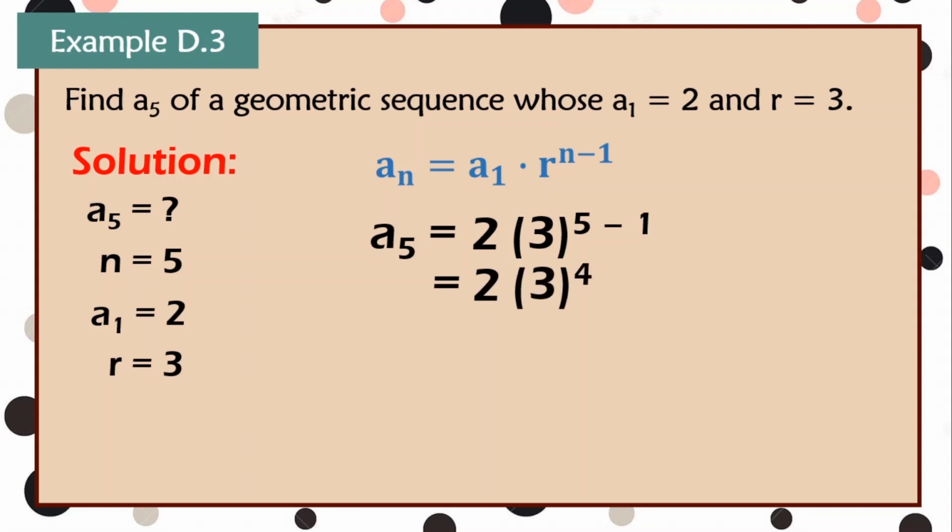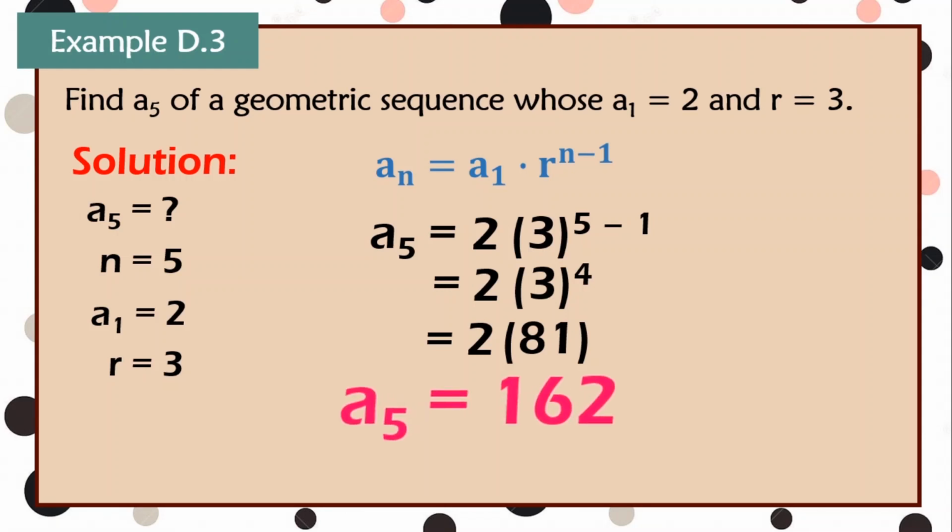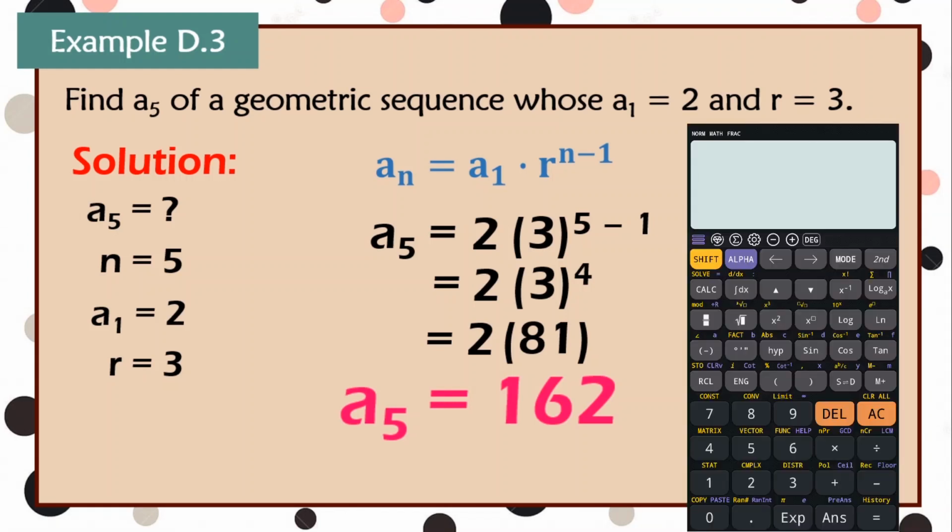And 3 raised to 4 is 81, so 2 times 81, and 2 times 81 is 162. So therefore, our fifth term is 162. And here's the solution in the calculator. So we have 2 times 3 raised to 5 minus 1. And that is also 162.